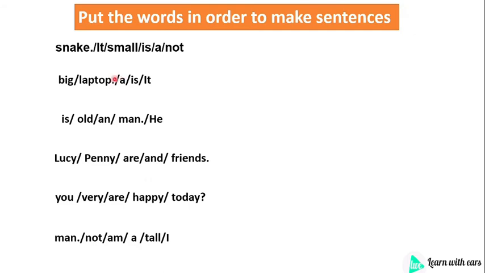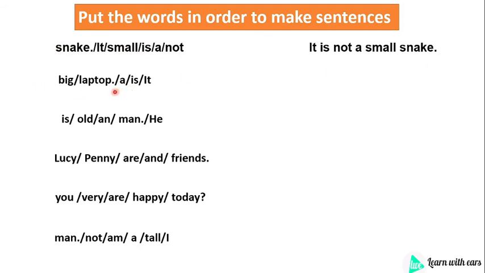So first of all, we need to search for a subject. Okay, so here we have a subject, it is. Then we have the negative, it is not, a small snake. It is not a small snake.